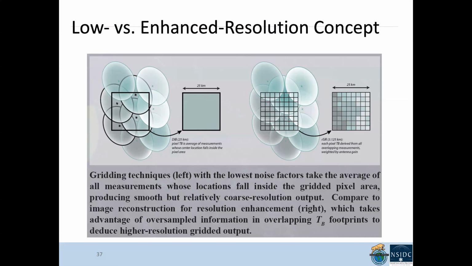My last few slides show a bit of the future of passive microwave remote sensing. The orbits that passive microwave sensors use create overlapping observations. Historically, to reduce noise, all observations that fall inside the 25 kilometer pixel were averaged, producing a relatively coarse output. Recently, new image reconstruction techniques that take advantage of the overlapping set of observations to create a higher resolution output are shown on the right.